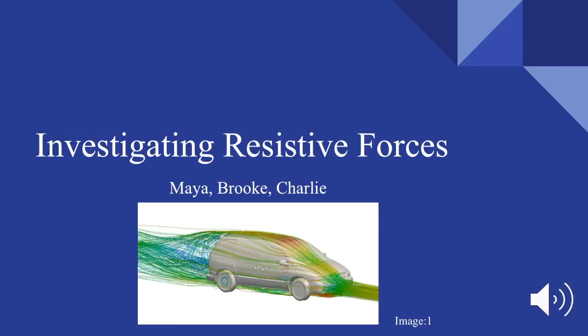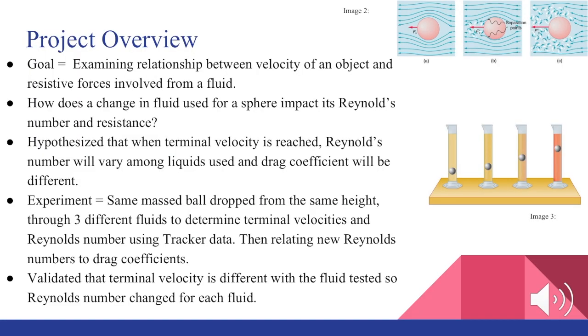The main goal of this experiment was to examine the relationship between velocity of an object falling through a fluid and the resistive forces from the fluid. We set up an experiment that helped to demonstrate terminal velocity for an object in the fluid by showing that when an object reaches terminal velocity in the fluid, the gravitational force equals both the viscous and drag force.